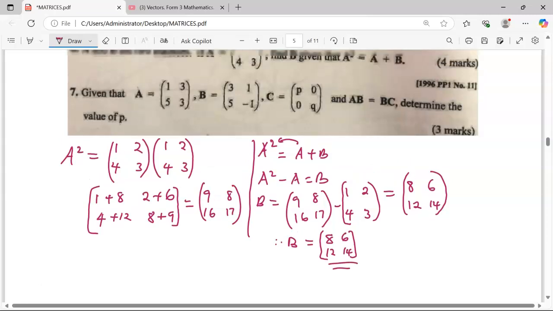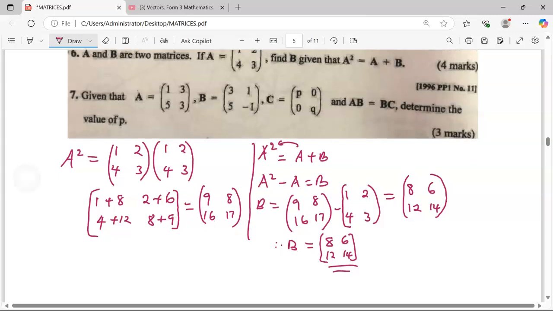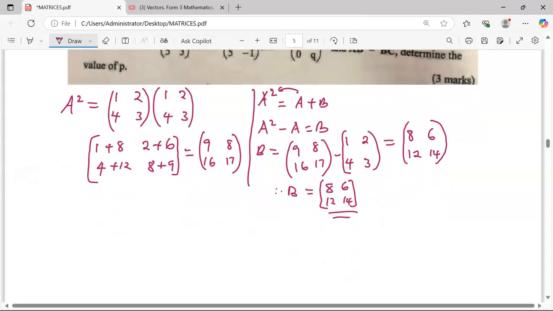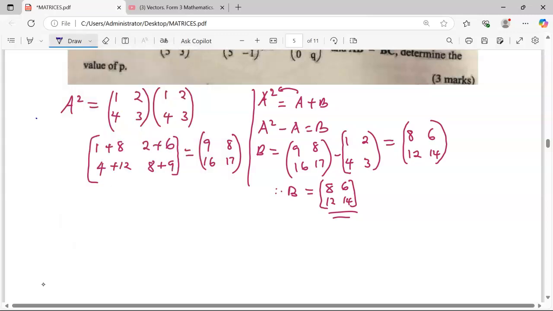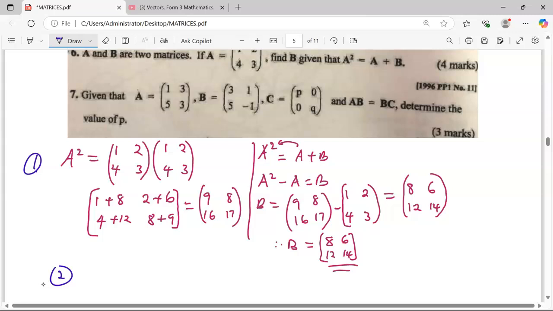We are moving to the second question that says, given that matrix A is 1, 5, and 3, 3, and B is also given as 3, 5, 1, negative 1, that is positive 1 and negative 1.